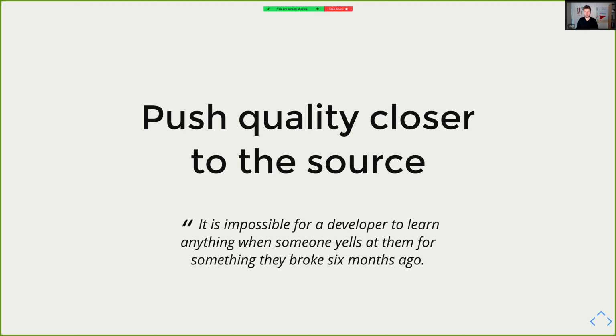Doing this truly makes quality everyone's responsibility instead of being the sole responsibility of separate departments. It's impossible for the developer to learn anything when someone yells at them for something they broke 6 months ago. That's why we need to improve feedback to everyone as quickly as possible, in minutes, not months. This is a big part of DevOps. Make sure that people are trusted to do the job they are hired for and not needing to be checked and second guessed in their work.